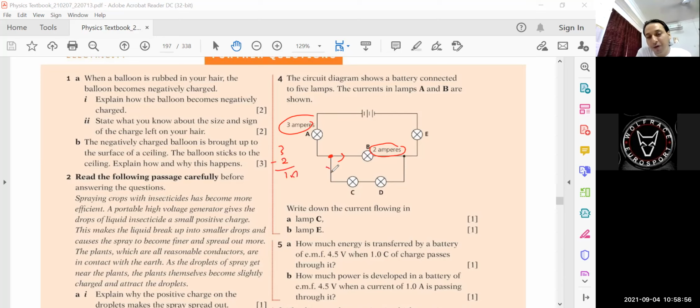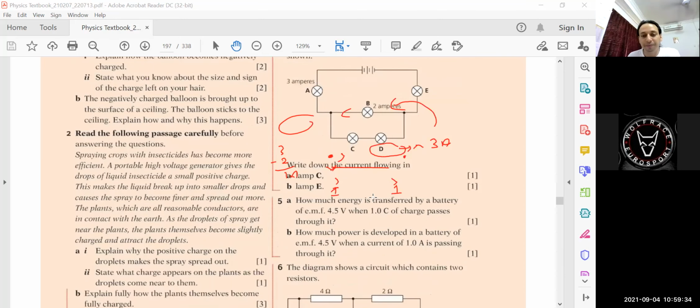That 1 ampere will pass through. 1 ampere will go through C. 1 ampere will pass through D. Both are in series. And this 1 and 1 will combine here, and from this side this 2 is coming. The current passing through E will be 3 ampere. The total current produced by the battery is 3 ampere, and the same current will return back. Remember, children, the current will not be lost anywhere in the path. What about lamp E? We have already discussed that it is the same 3 ampere.